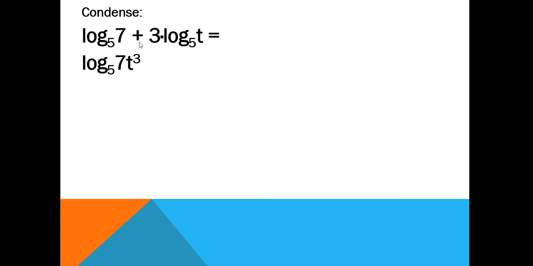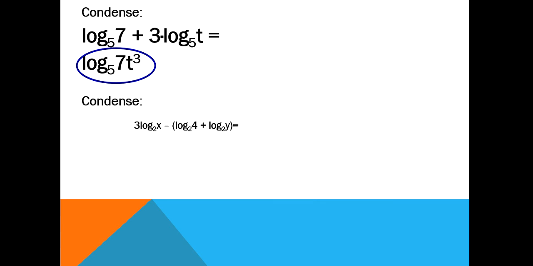So take a minute and condense this and then start the video again to see if you got the right answer. Okay, so again, when I look at my logs, they have the same base, so I can use my properties, but one of them has that 3 in front. Okay, so I got to do that first, deal with the power property for that 3, and I move it to the power of my t. And then using the product property, since we have addition, multiply the 7 times the t cubed. And that is my fully condensed logarithm.